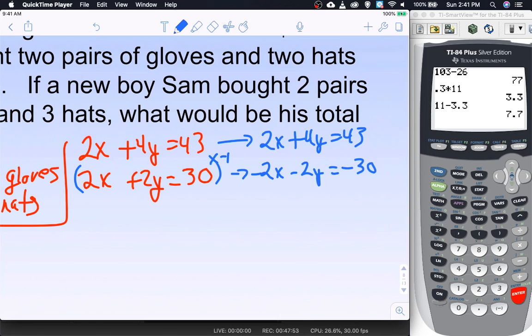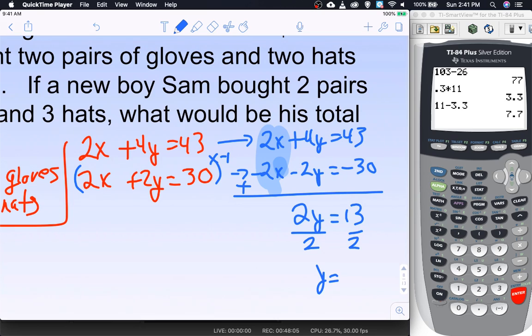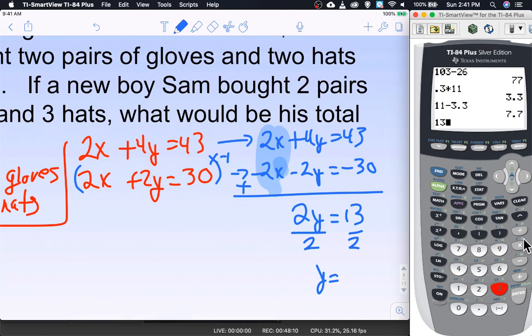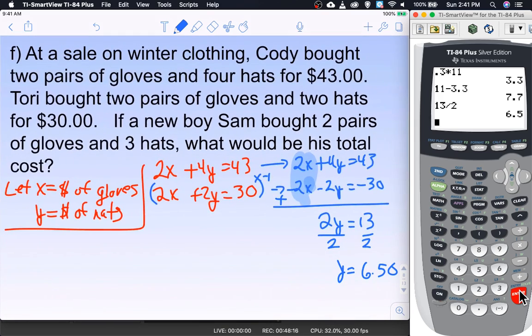When I solve my system of equations by adding, my x's do eliminate. I get 2y equals 13, and divide by 2, divide by 2, y equals 6.50, I think. 13 divided by 2 should be 6.5. Yeah, so $6.50. Since we're talking about money, Y, the cost of a hat, is $6.50.